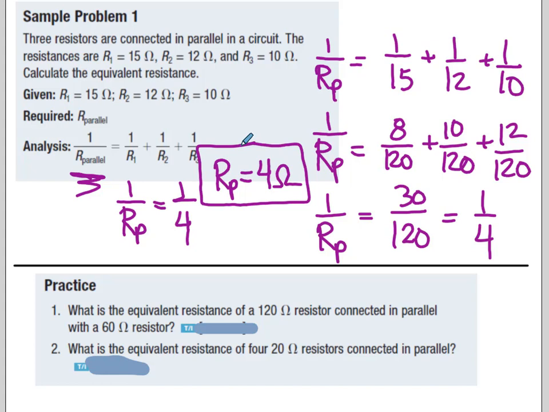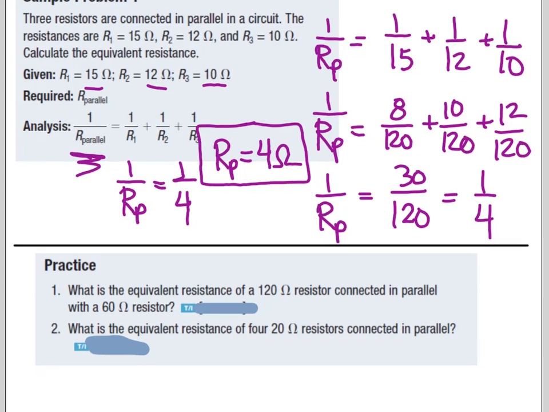And what's really counterintuitive is if you look at 15, 12, and 10, all of those individual resistances are greater than the equivalent parallel resistance. So that's something to note. Put that on your radar. That's where most people make their mistakes. And then you can pause it and try these two, and we'll see how well you do.